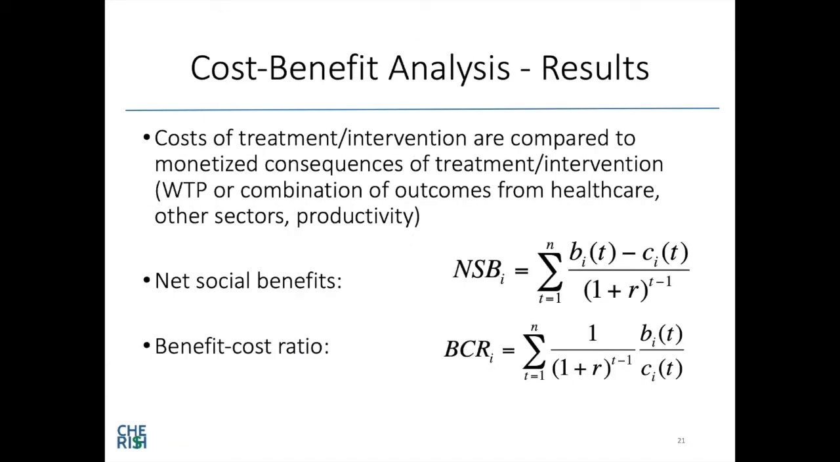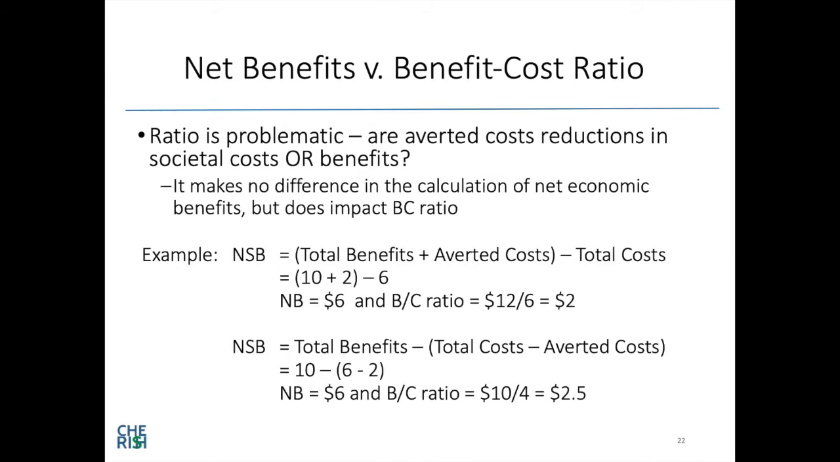As noted earlier, in a CBA, the costs of treatments or interventions are compared to monetized consequences or outcomes of the program, intervention, or policy, with results calculated as the net social benefits, net present value of benefits minus the costs, or a benefit-cost ratio, benefits divided by costs. But as I mentioned earlier, the net social benefit is preferable because the benefit-cost ratio can be problematic for comparison.